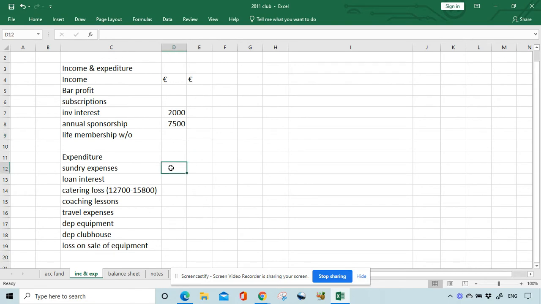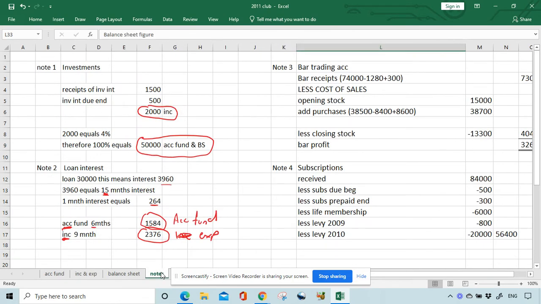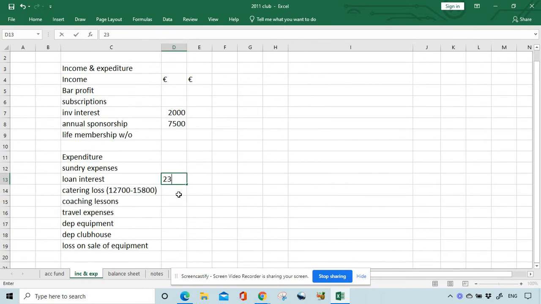Expenditure, we're going to have to do a calculation for sundry. Loan interest, we have already done. The loan interest figure was 2,376. Catering is a loss, so we can do that here. It's an easy one. We don't need a note. It's 3,100 loss. Coaching lessons can go straight in, 3,500. Travel expenses can go straight in, 10,000.